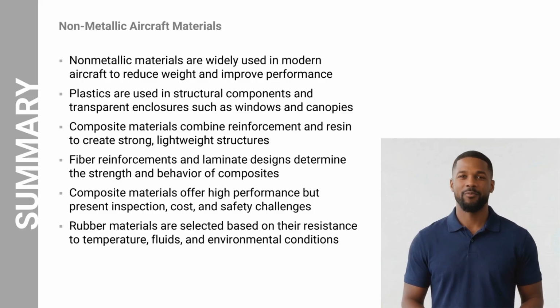Let us now summarize what we have learned in this lesson. Non-metallic materials are widely used in modern aircraft because they help reduce weight while maintaining strength and performance. Plastics are used in many areas of the aircraft, including structural components and transparent enclosures such as windows and canopies. Composite materials are formed by combining reinforcement and resin to produce strong and lightweight structures. The type of reinforcement and the laminate design directly influence the strength and behavior of these materials.